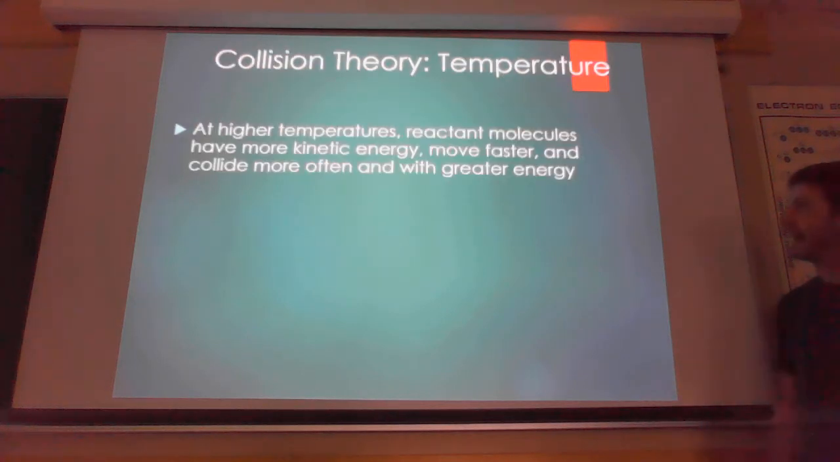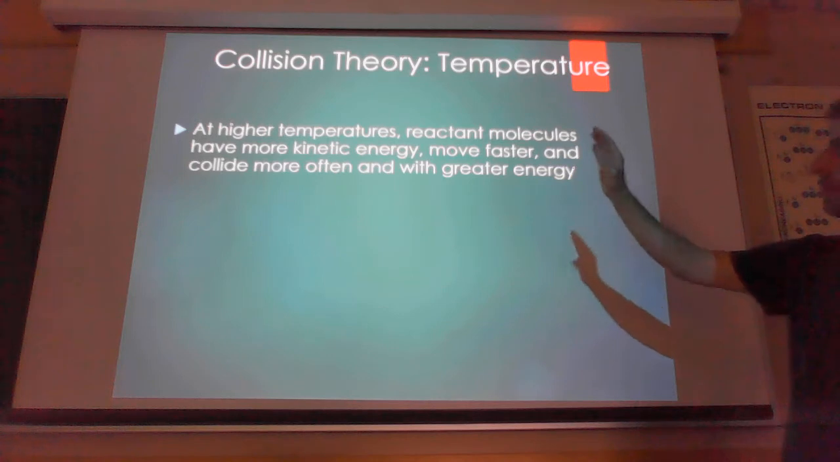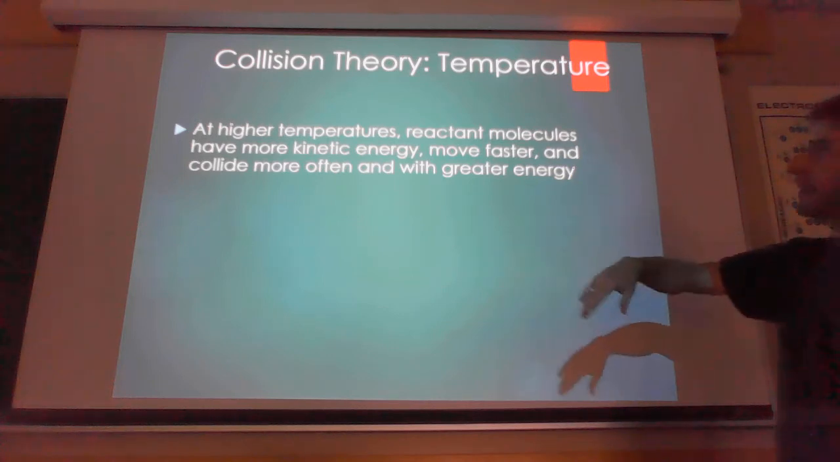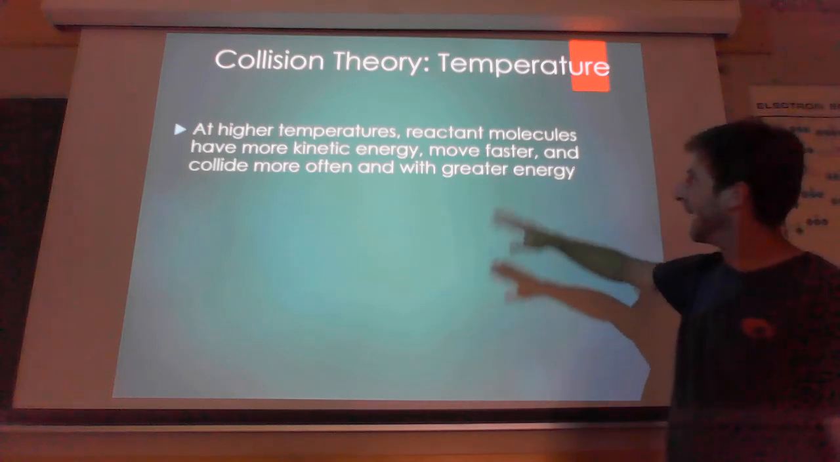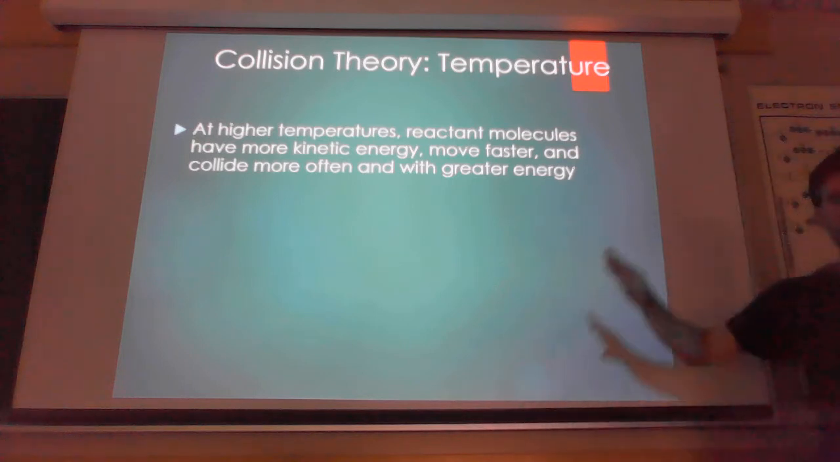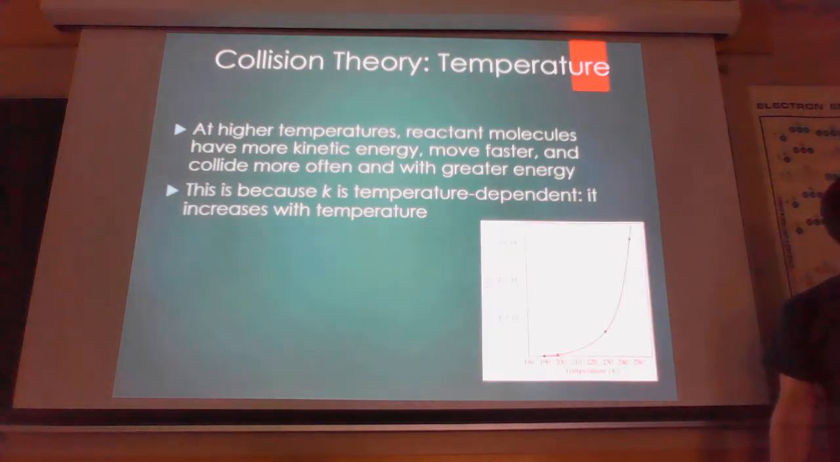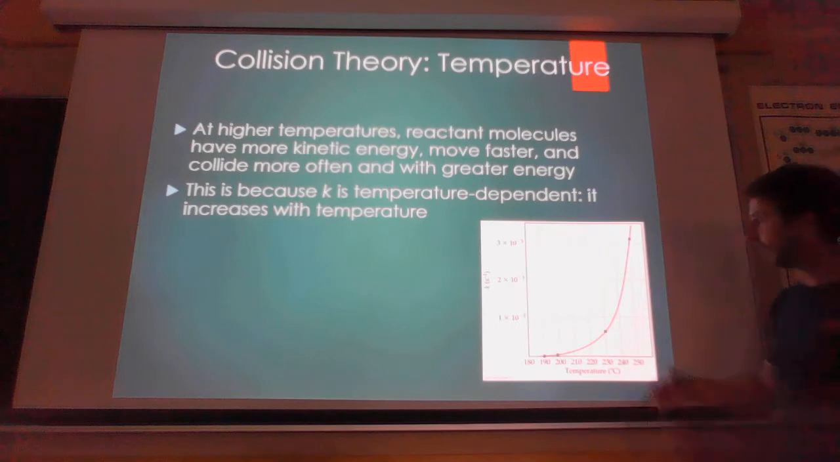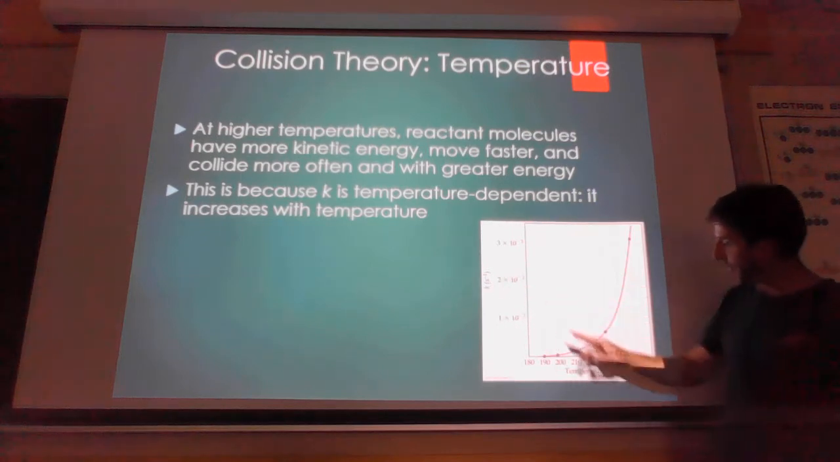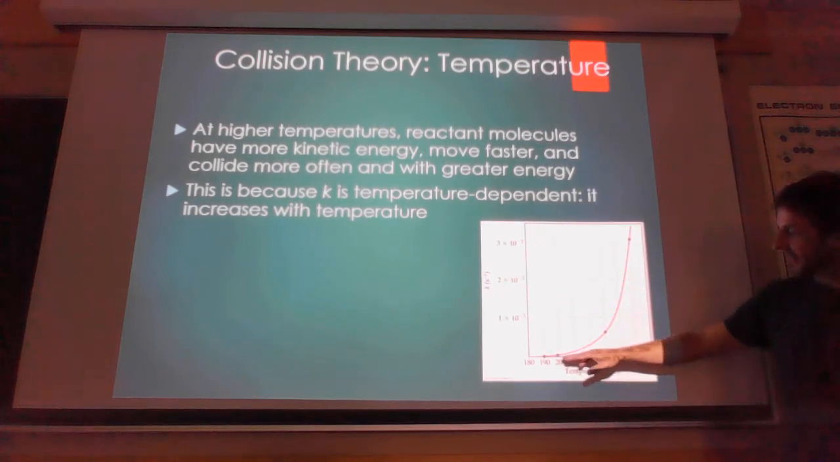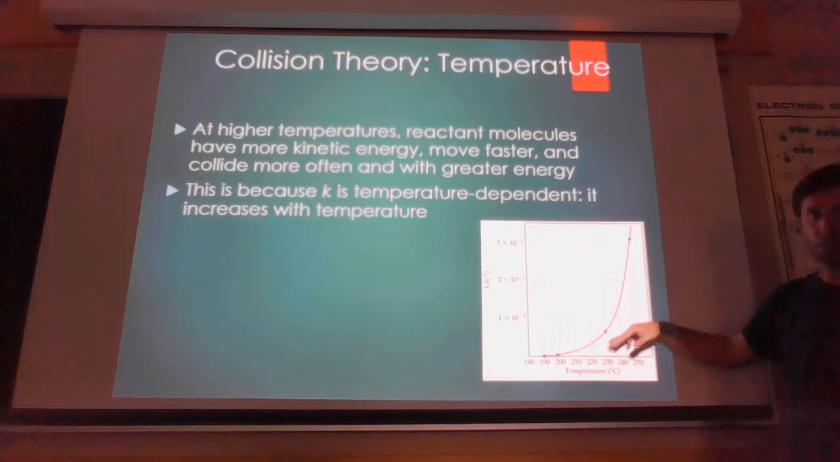So, at higher temperatures, the reactant molecules have more kinetic energy, they move faster, they collide more often, and they collide with more energy. All of those facts are important. Therefore, k is temperature dependent. It will increase with temperature. So we can see this is a graph of the rate constant versus temperature. Well, we see this is an exponential relationship.